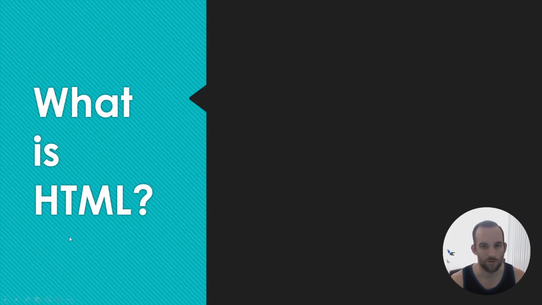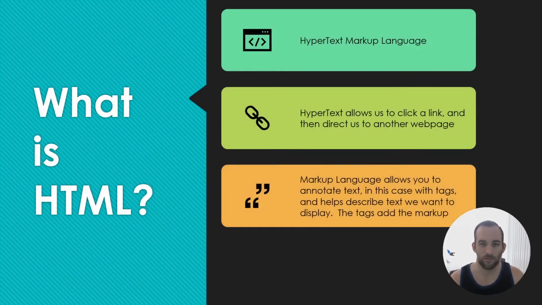Okay. So what does the HTML acronym even mean? HTML stands for Hypertext Markup Language. Hypertext is what allows you to click on a link within a web page and it redirects you somewhere else. Markup language is what allows us to describe text. So typically you use tags, and those tags will surround some text, and that's how we describe that text to the browser, so it'll display it a certain way. Those tags are what we call the markup.